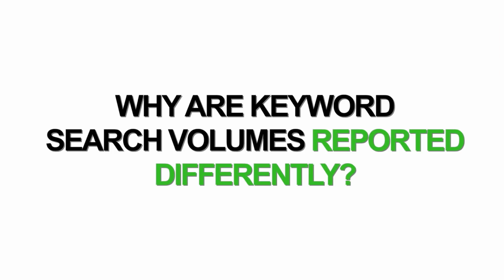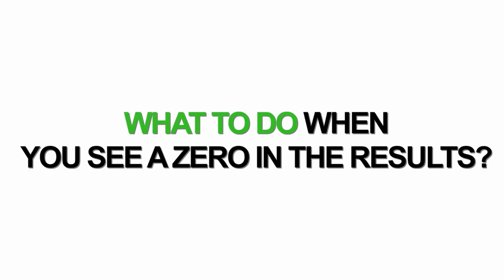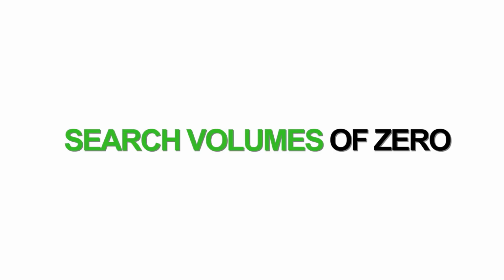So the 3 questions that we're going to cover today are: why are keyword search volumes reported differently on different tools? So that's number 1. Number 2 is what to do when you see an all-in title and the results are 0 or no results found. And the 3rd question we're going to cover is around search volumes of 0. What does that mean, and should you even publish content around that?